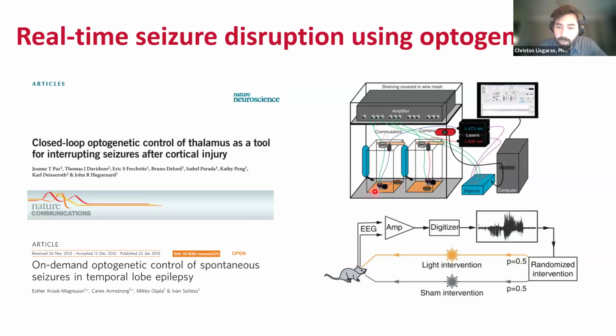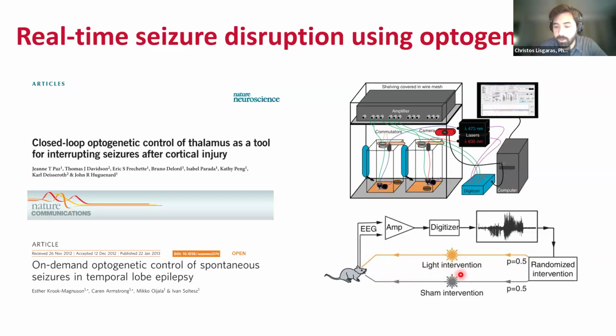So we have the mouse here. You record the EEG using an amplifier. Then you feed this EEG to a computer that runs a programmable processor program. So that program analyzes the EEG in real time, and it tells you when a seizure begins. And as soon as the seizure begins, then the program gives a command to the laser to switch the light on or off. So here is the approach.